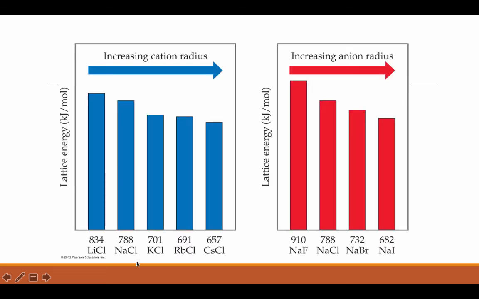Looking at some data, here we see all +1 and -1 ions, so all of our Q values are 1 here. However, we also see that as our cations get smaller, our ions are able to get closer together, so distance decreases and lattice energy increases. Likewise, as our anions get smaller and smaller, our distance decreases and our lattice energy increases.